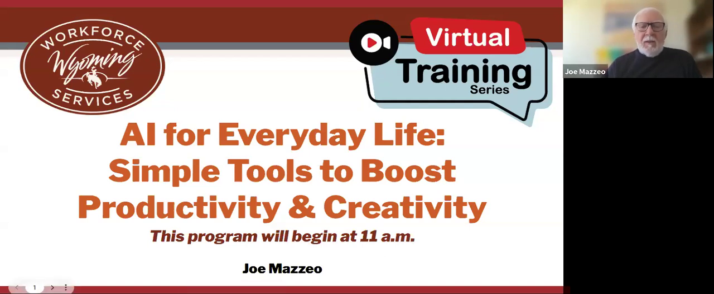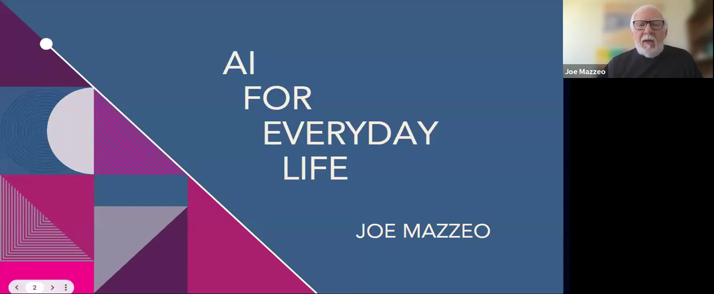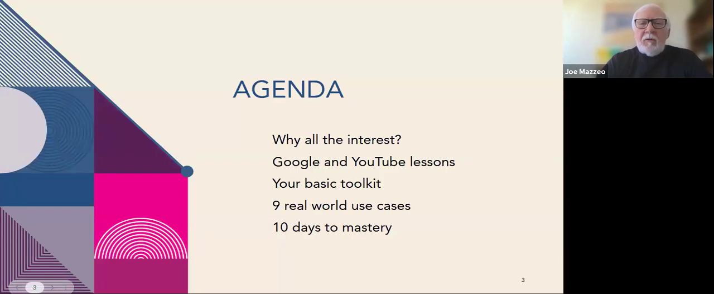So let's get started today. AI for everyday life. AI is there. It's everywhere. You hear it talked about on every kind of news, and we're going to go through it today with an agenda. We're going to try to talk first about why all the interest in AI, Google and YouTube lessons that we've learned over the years that we can translate into AI, the basic toolkit, and 9 real-world use cases. We're going to take you through a series of examples that are very simple and very easy to use, and then tell you how to master AI in about 10 days. With that as a start, let's hit the next slide.